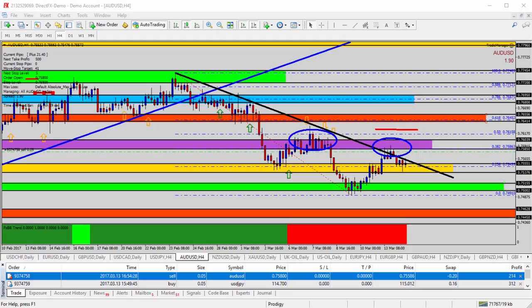A couple of things on this chart. This is the 4-hour time frame. The black trend line shows us that we have been in a downtrend. The blue circles show us that we have had consistent resistance at the purple shaded area between 75.85 and 76.00.